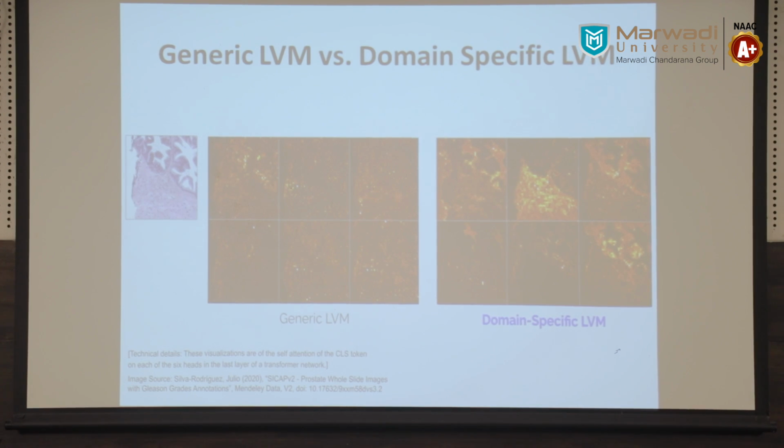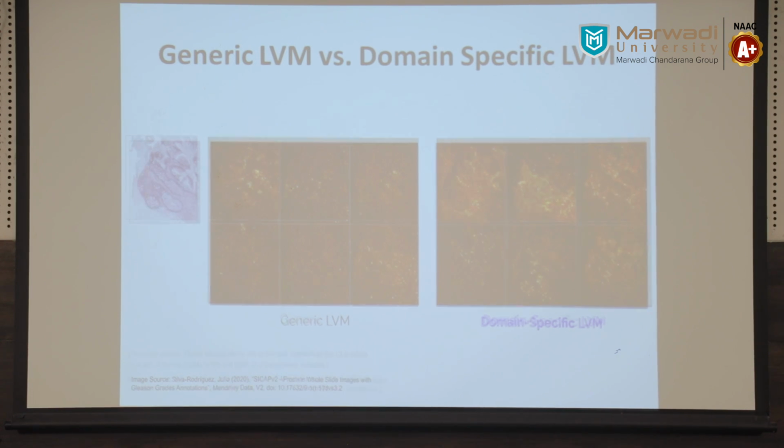Two, three slides, and I am going to close. So here you have the generic LVM. Generic LVM is a large vision model. If a pathology image is given as input to the generic LVM, how is it going to analyze it and give results for us? The second image is the one trained with a generic large vision model, trained with full Instagram images. It did not give proper results, but the domain-specific LVM was able to give a better output. This is the part that we need to understand.